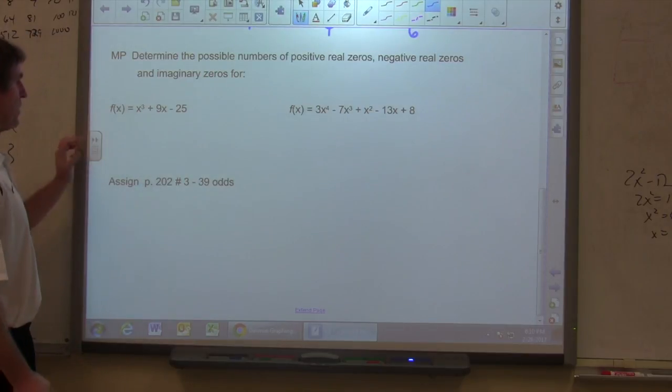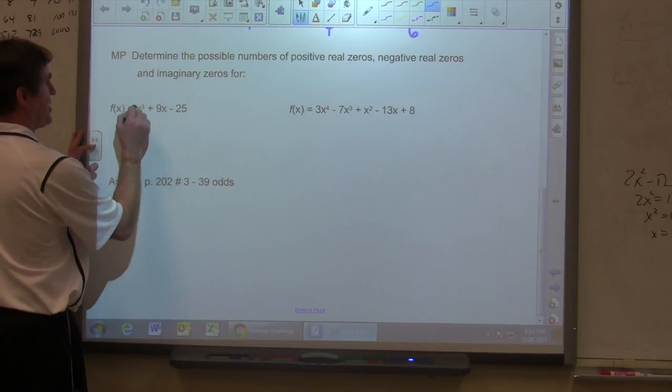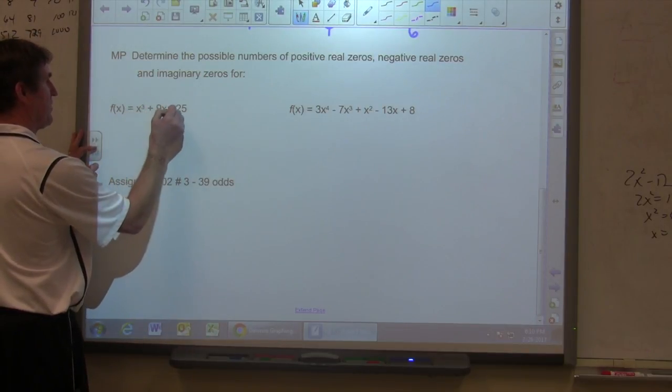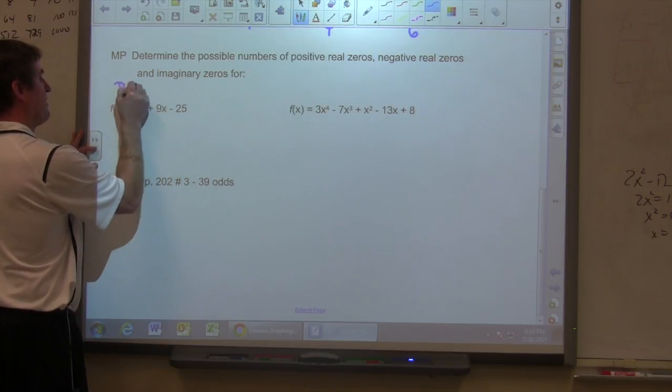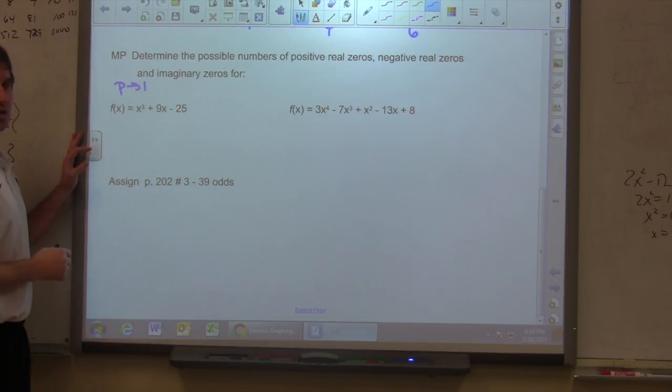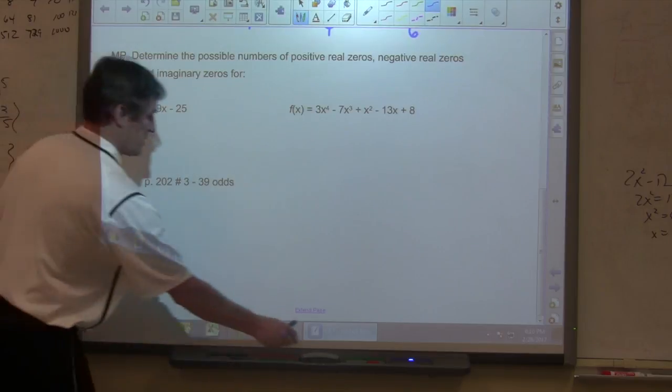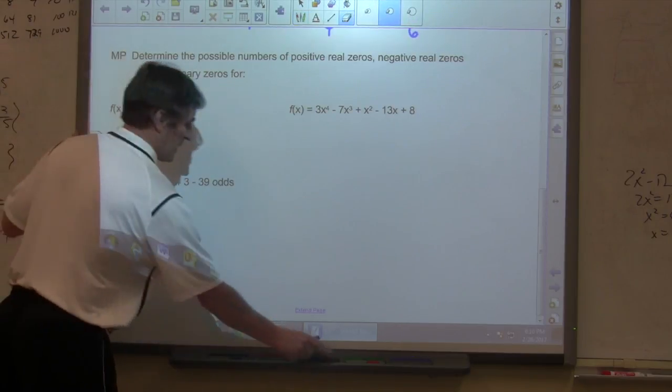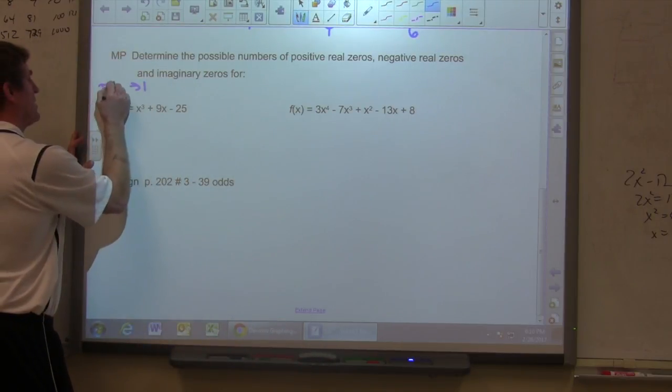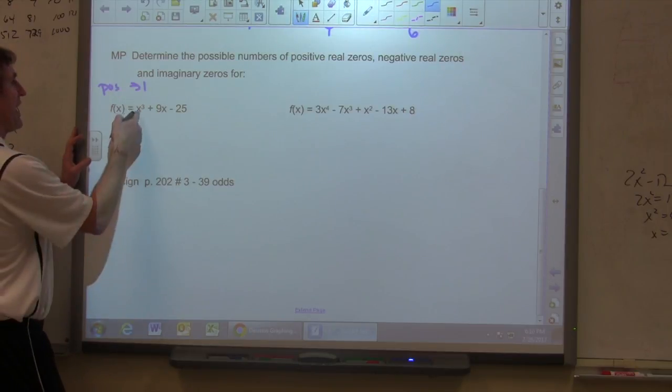So let's take this first one. We count the sign changes. It started positive, stayed positive, went to negative. So we have 1 positive solution. Okay? So we don't get those p's mixed up with our p and q. 1 positive. Now we put in a negative x.